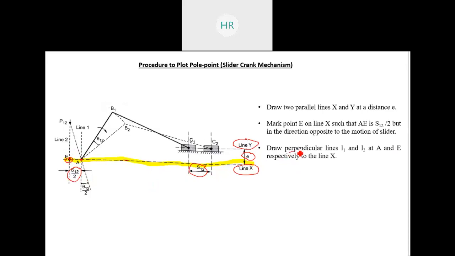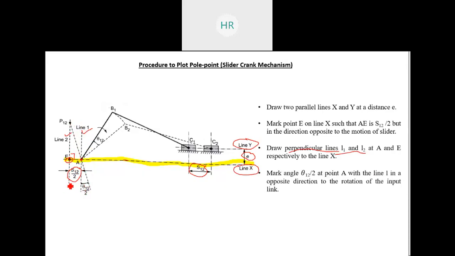So draw perpendicular lines L1 and L2. These lines L1 and L2, vertical lines, at point A and point E. So this line 1 and line 2 are basically perpendicular to line X. ये लाइन X को perpendicular line draw करनी है, दो lines, one passing through A and one passing through E.